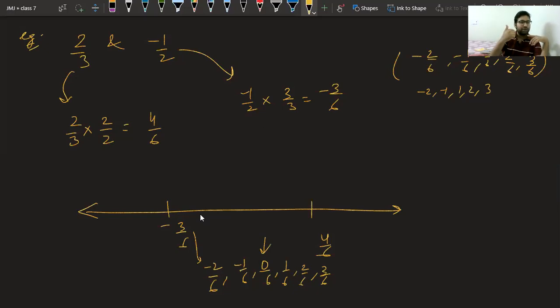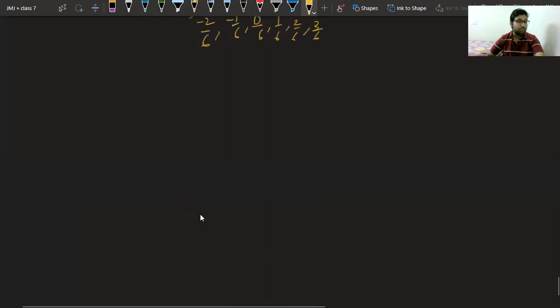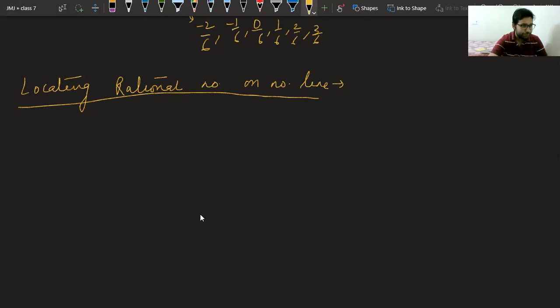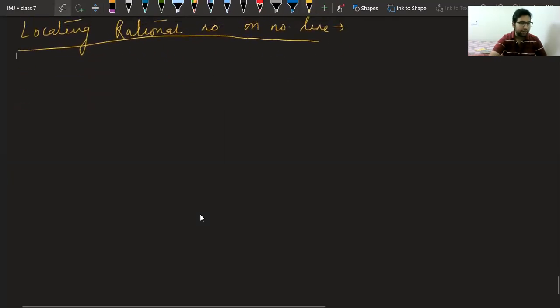Yes, because 0 is coming in the numerator. Okay. So we are all ready now for the next concept. The next concept is locating rational numbers on the number line. Are you ready for this? Yes, ready.